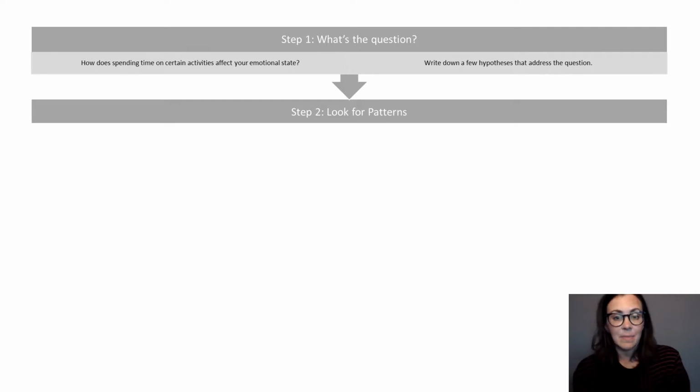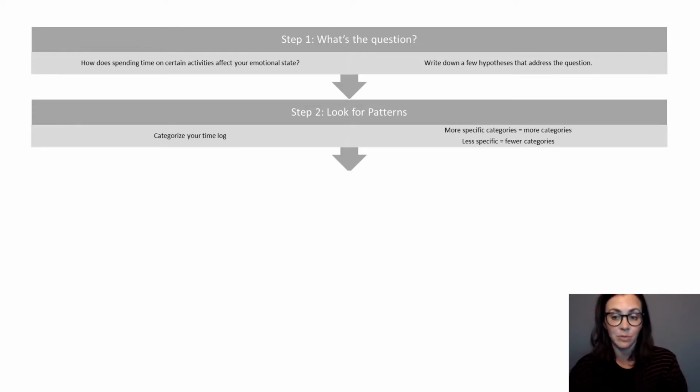So the next step is to look for patterns. And there are some ways that we can systematically do that and some tools we can use. So the first is to categorize your time log. And that means going through it and figuring out how you can create categories out of what you were doing so that you can see a pattern.